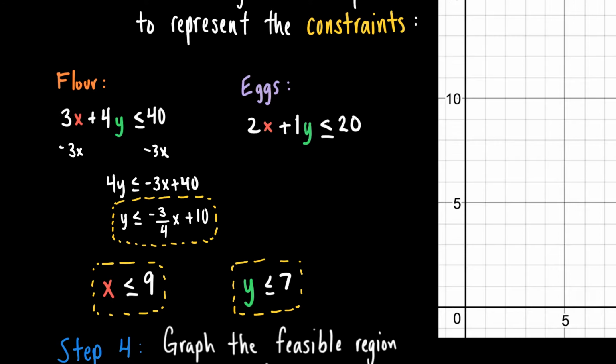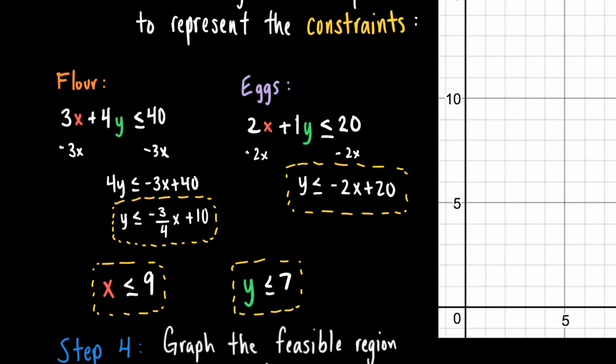And then we will do our last constraint here. So we'll solve for y on this eggs constraint. If we subtract 2x from both sides, we will get y needs to be less than or equal to negative 2x plus 20. Okay, and this is our fourth constraint. So what we're going to do now is graph each one of these, and then shade where we need to shade. Remember, less than or equal to means below. Greater than or equal to means we're going to shade above.